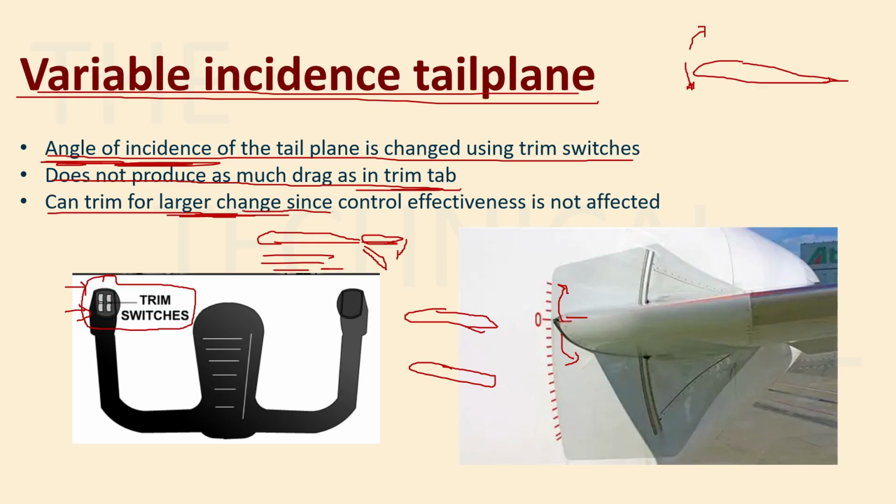And it can trim for larger changes since control effectiveness is not affected. There is a single force which is generated upwards, or if the tail is moved downwards, then it will be generated downward. But the control effectiveness is not affected because there is no force acting in the opposite direction, unlike in our trim tab, right? So this is your variable incidence tailplane trimming method.